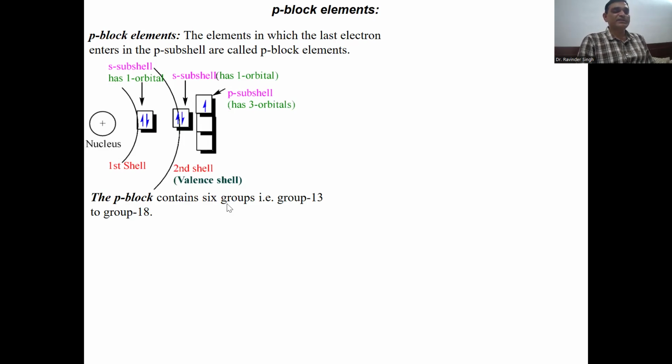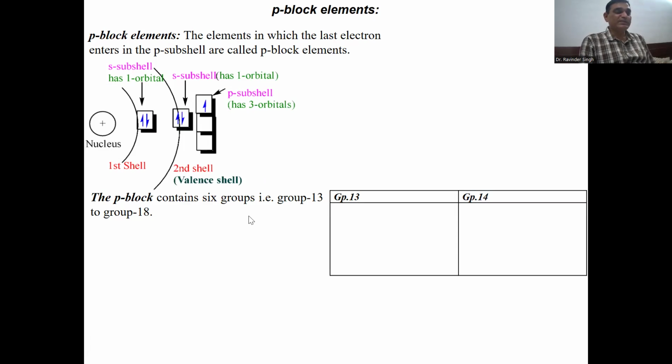The p block contains 6 groups. There are a total of 18 groups in the periodic table. Out of these 18 groups, the 6 groups which range from group number 13 to group number 18 come in the p block. Why only 6 groups? You can see in the p subshell, there are 3 orbitals and a maximum of 6 electrons can be placed in them: 2 plus 2 plus 2, that is 6 electrons. So as a maximum of 6 electrons can be placed in the p subshell, the p block has 6 groups, ranging from group number 13 to group number 18.